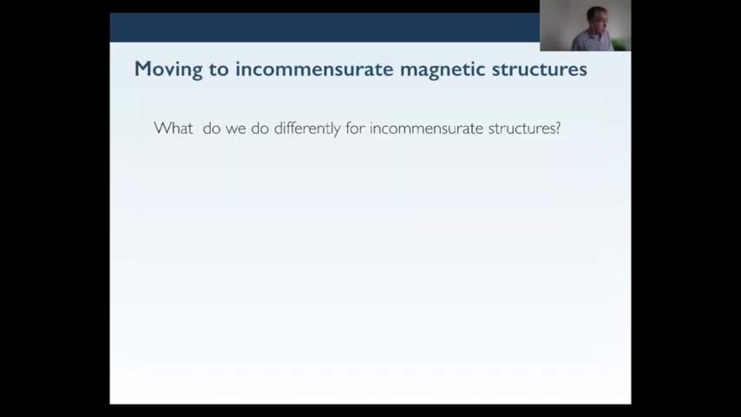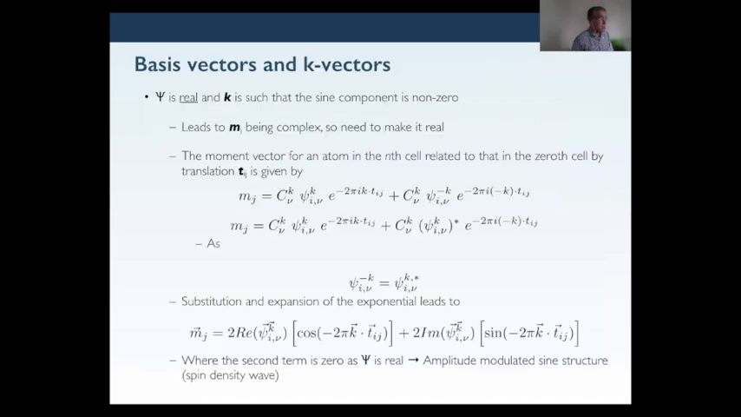We could move over to an incommensurate system, and essentially we do nearly the same thing. If we consider this case of the basis vector being real, and now k is such that this imaginary sine component is now non-zero, that would lead us to having a spin vector or a moment vector that's complex. So we need to make this real. And we do this by adding the component of minus k, because the basis function minus k is related to the basis function k by a complex conjugate relationship. So if we add this basis function, we add the complex conjugate.